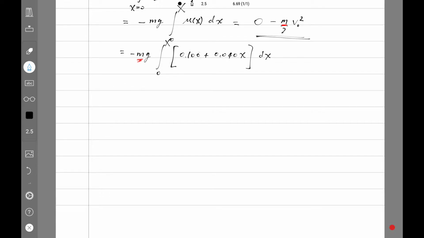Okay, so what is the antiderivative of this in the brackets? 0.100 x plus 0.040 x squared over 2.